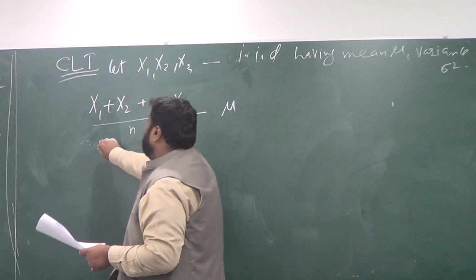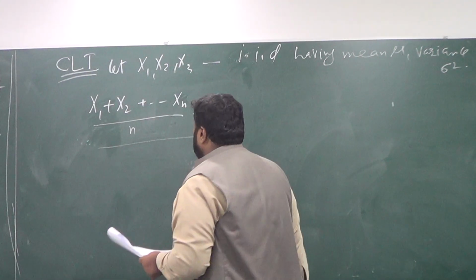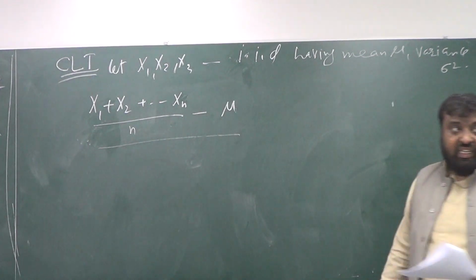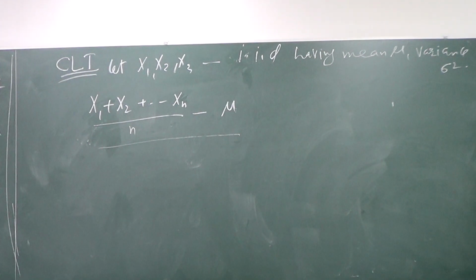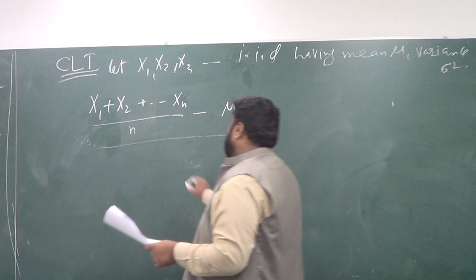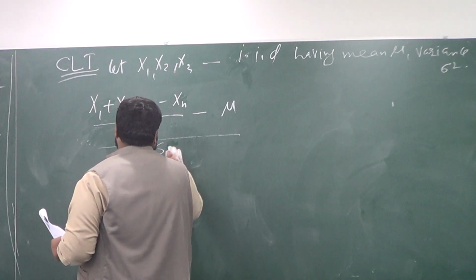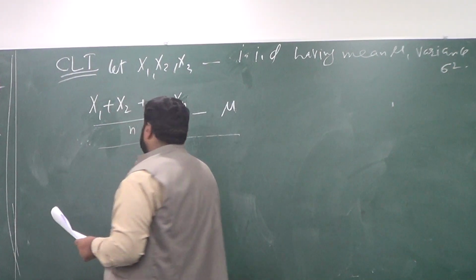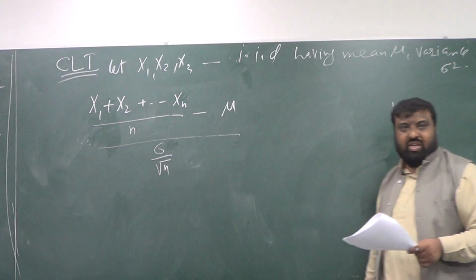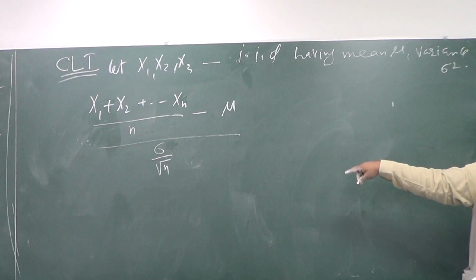And divide by, what do you call it, the variance actually, or the standard deviation. And what would be the standard deviation? Can we guess? It would be sigma square over n, so sigma over square root of n. So the standard deviation, not the variance.